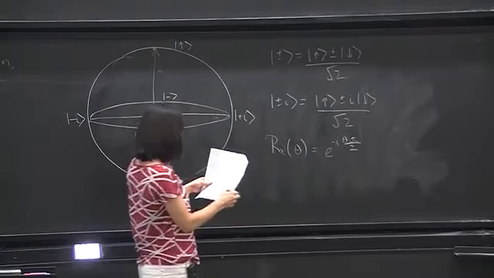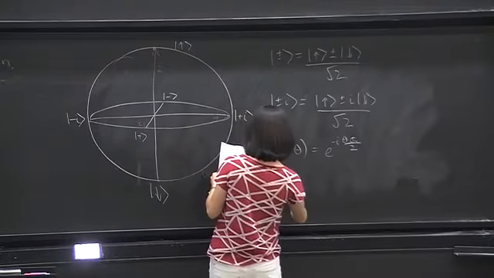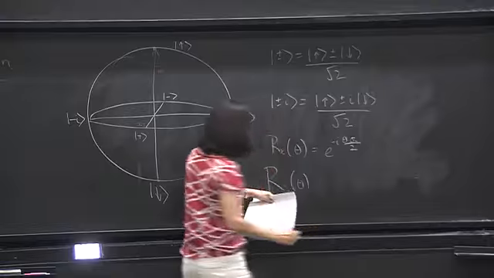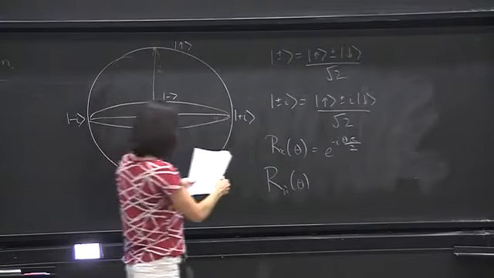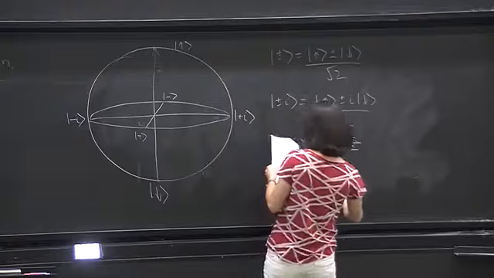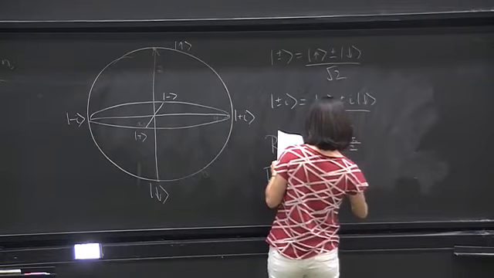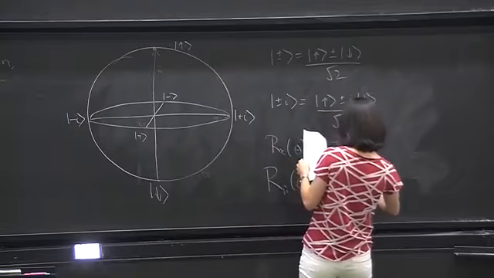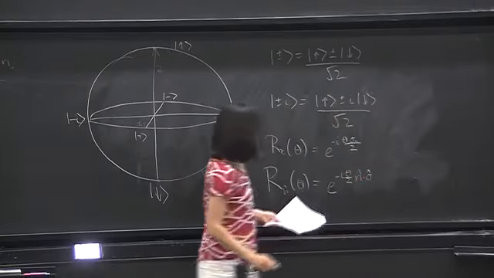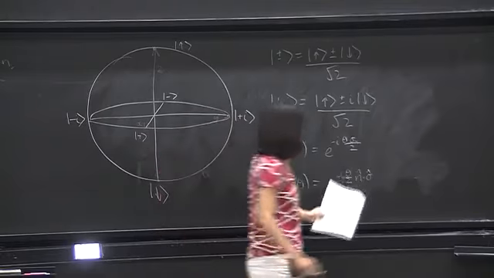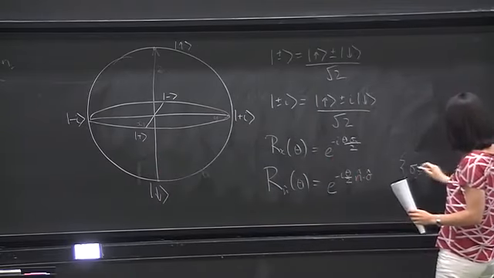You can also have a more general one. You can have a rotation about the vector n, which is going to be some unit vector in the Bloch sphere. And it'll be given in terms of this dot product of the unit vector and the vector that contains all of the Pauli matrices.